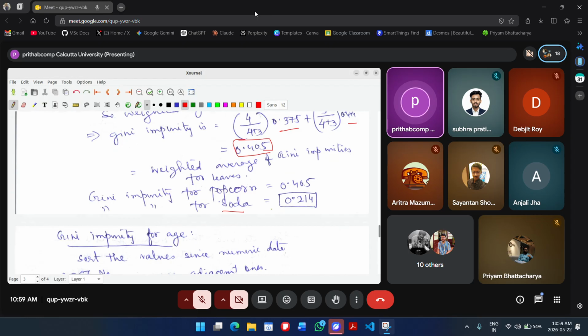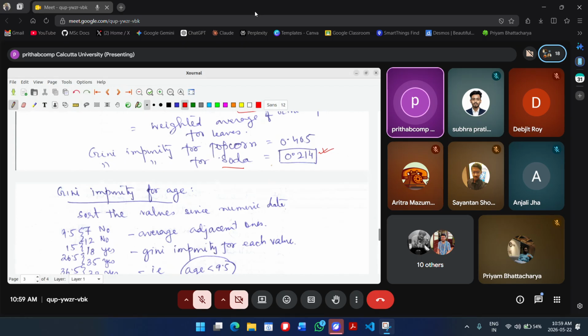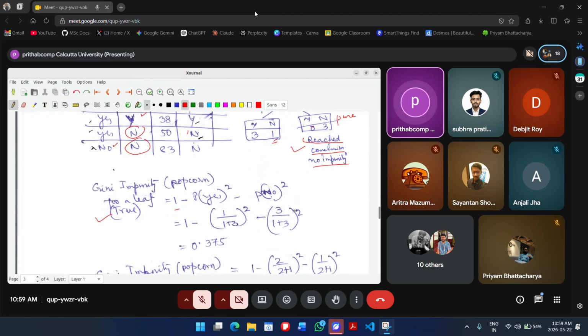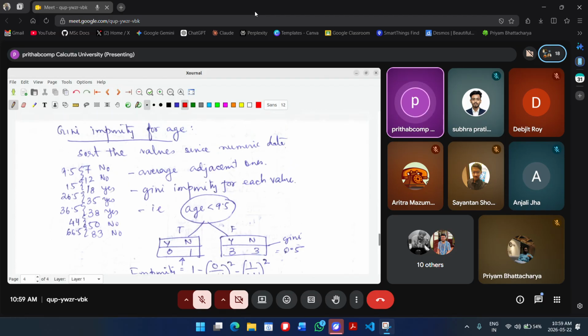So that's why in this case this 0.214 is chosen as the selection attribute. Fine. Okay. So next we have another thing, we have to select the attribute, right? So we have done popcorn, we have done soda. Now for age, how do you do it? For age, it is a discrete numerical value. So for that, how do you compute the Gini impurity?